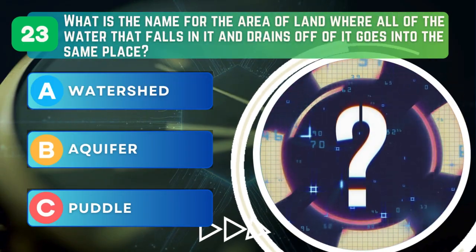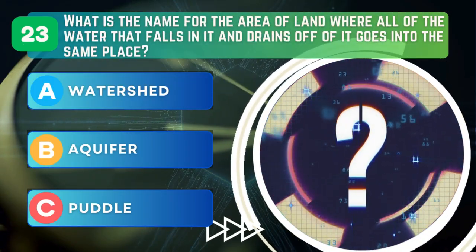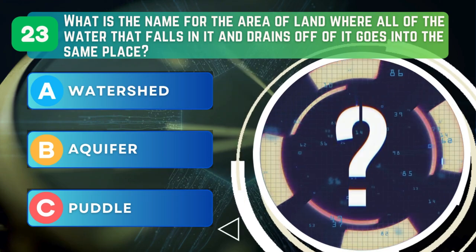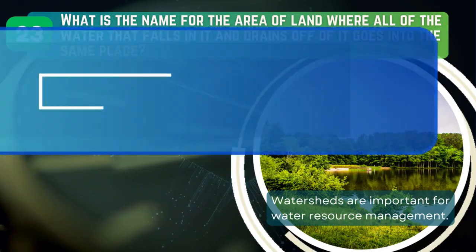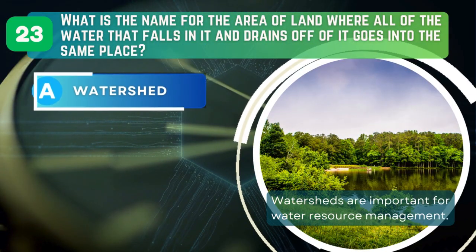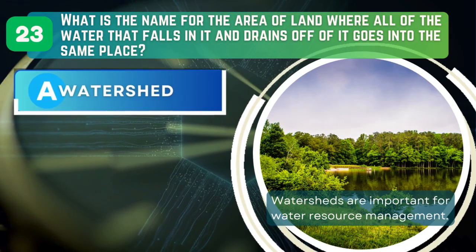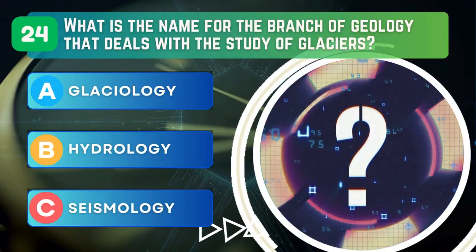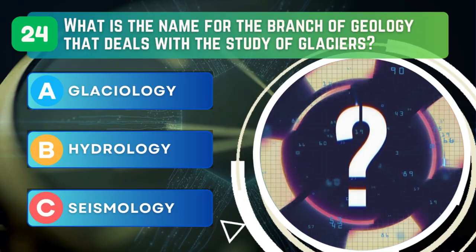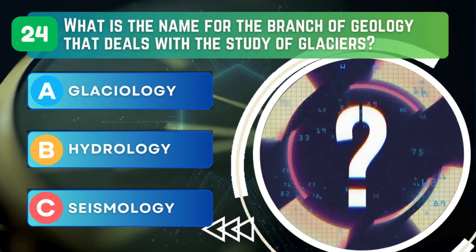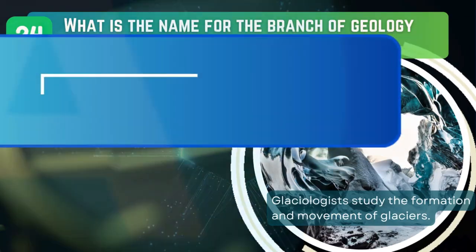What is the name for the area of land where all of the water that falls in it and drains off of it goes into the same place? Watersheds. What is the name for the branch of geology that deals with the study of glaciers? Deltiology.